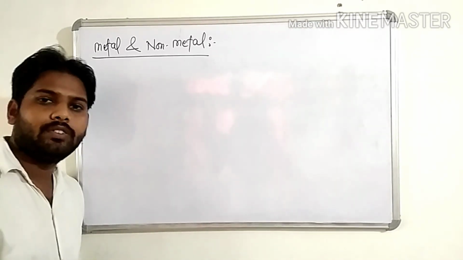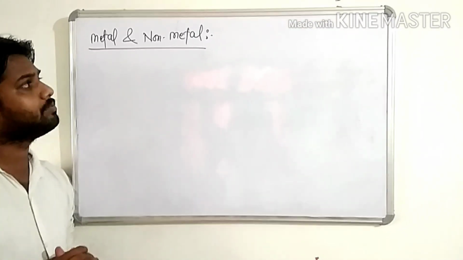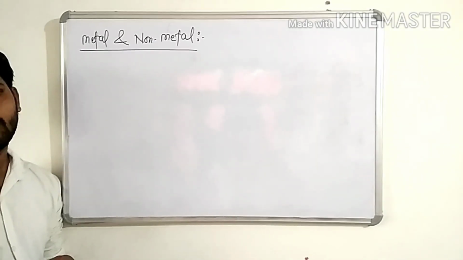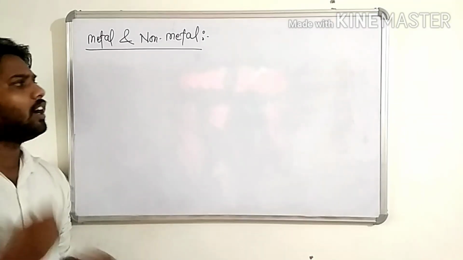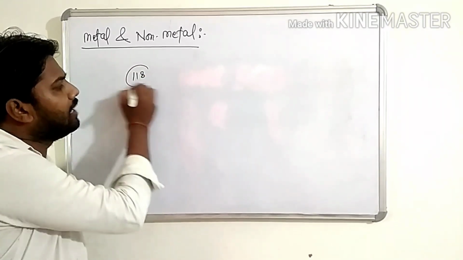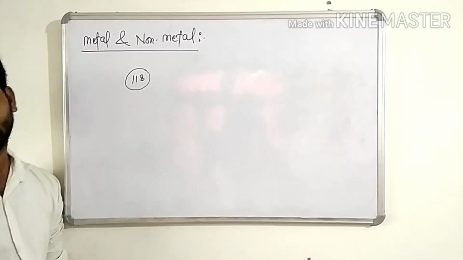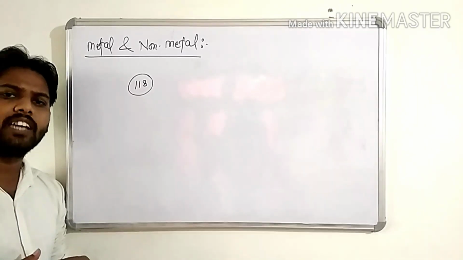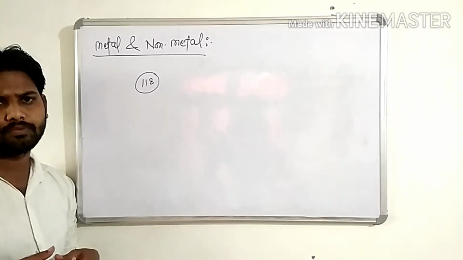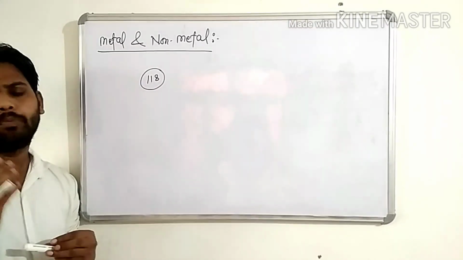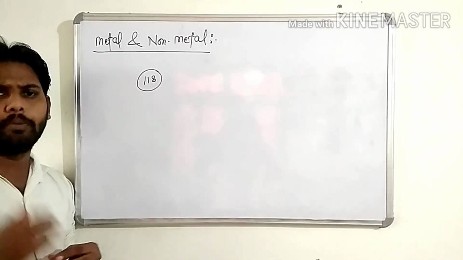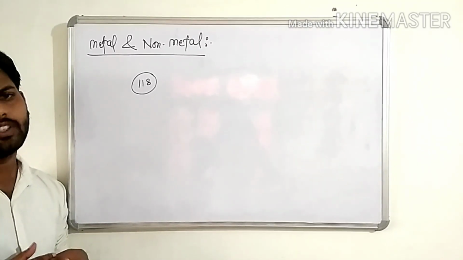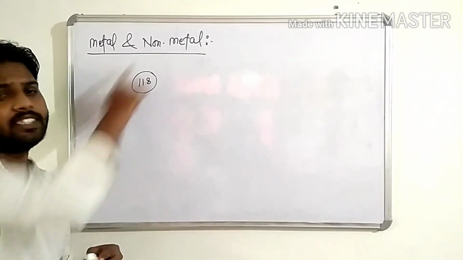Children, today we are going to start a new chapter, that is metal and non-metal. Children, there are 118 elements known today. Okay? And these elements have some similarities as well as differences. So, on the basis of their properties, the elements are divided into two main groups. The first is metal and second is non-metal.